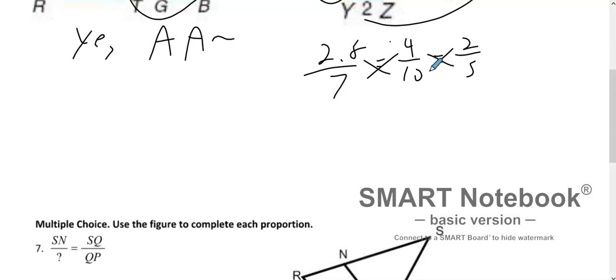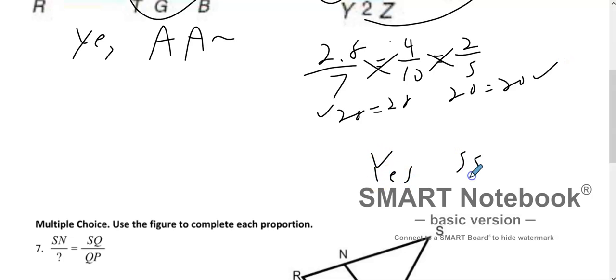So 2.8 times 10 is 28. 7 times 4 is 28. Check. 5 times 4 is 20. 2 times 10 is 20. Check. So the answer is yes by side, side, side similarity.